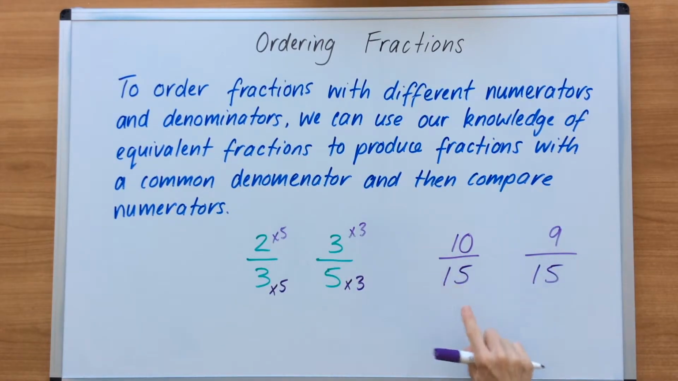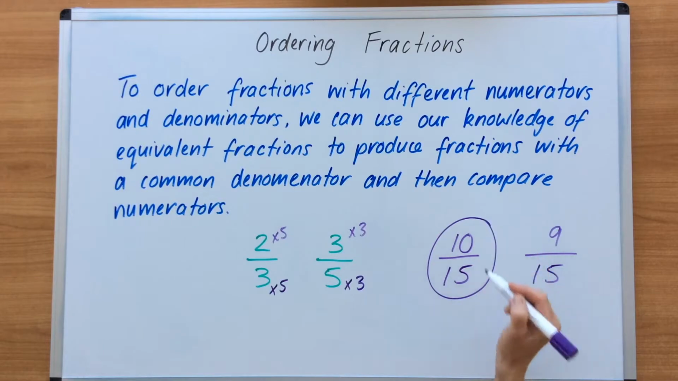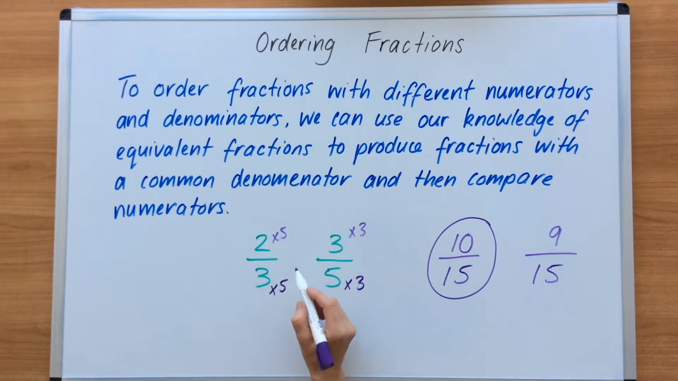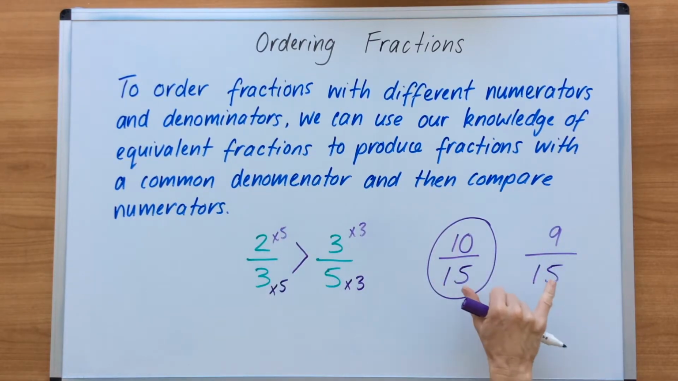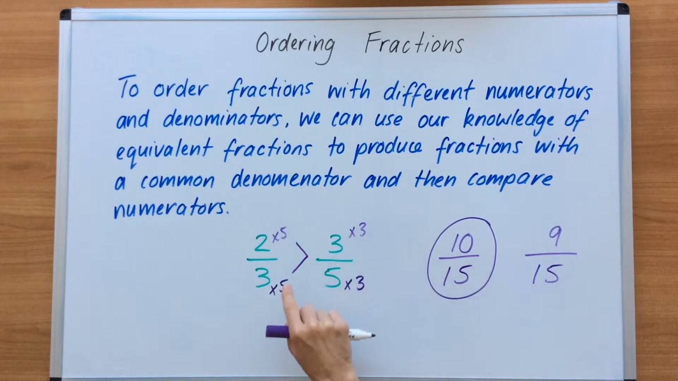Now I can compare these fractions because they have the same denominator. And I can see that the largest one is 10 over 15. So I can technically come back to my original fractions and say 2/3 is greater than 3/5. So you must come back to the original fractions. You don't make statements about the ones that you've made that are equivalent. You must come back to the original ones and write the answer with the correct symbol, which is greater than.